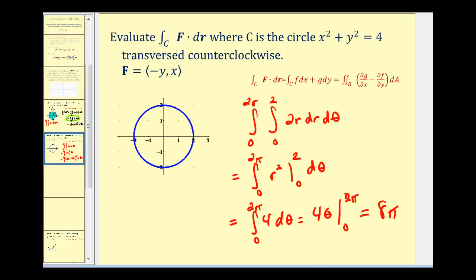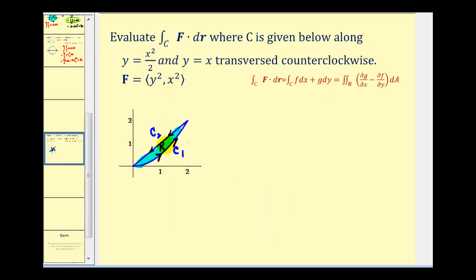Let's go and take a look at another example. So we have the same type of problem. We want to evaluate the line integral where c is given below along y equals x squared over 2, that would be the curve, and y equals x, which is the line, and this is traversed counterclockwise. So the region does satisfy Green's theorem.